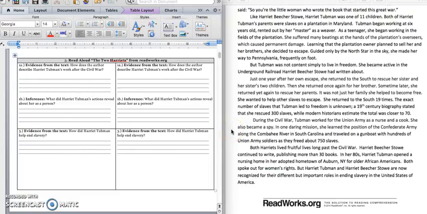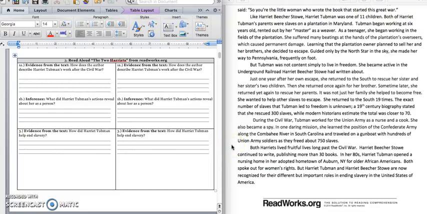During the Civil War, Tubman worked for the Union Army as a nurse and a cook. She also became a spy. In one daring mission, she learned the position of the Confederate Army along the Combahee River in South Carolina and traveled in a gunboat with hundreds of Union soldiers as they freed about 750 slaves.